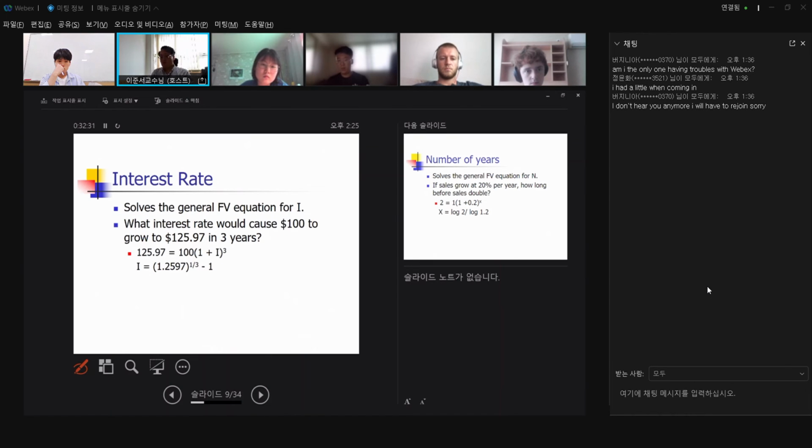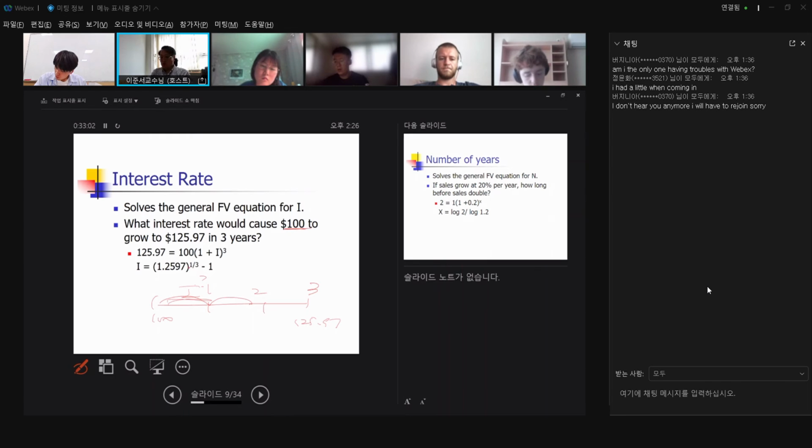Third one is the interest rate. So solve the general future value equation for I. What interest rate would cause $100 to grow to $125.97 in 3 years? $100 is going to be $125.97 during 3 years. Okay. Then what is the interest rate?